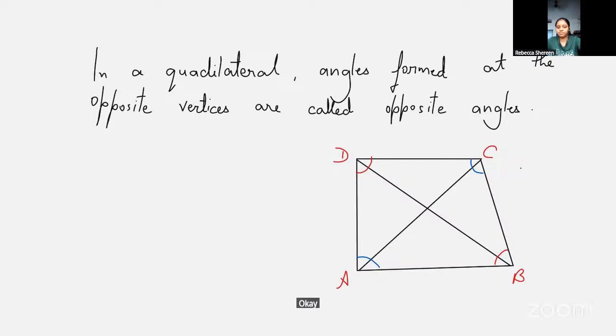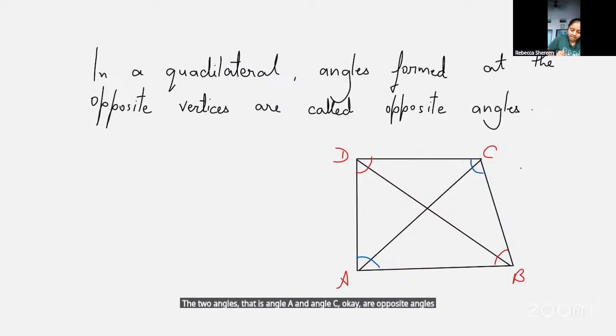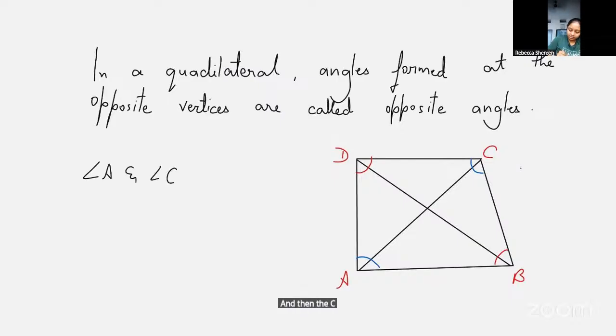Okay, ma'am. See, I have marked it with blue and red. Now you can see that the two angles, angle A and angle C, are opposite angles. Or you can write down angle DAC and angle BCD are opposite angles, that are marked in blue.